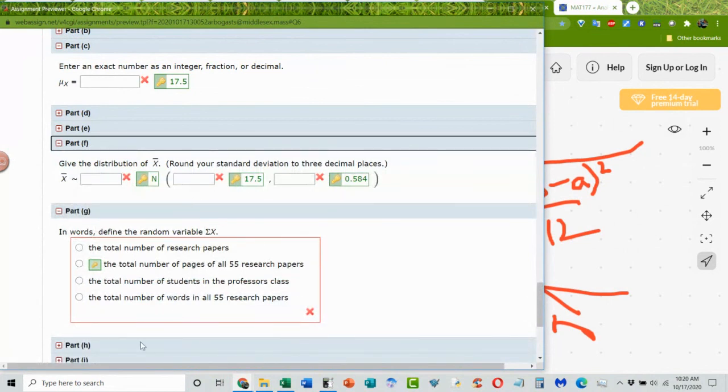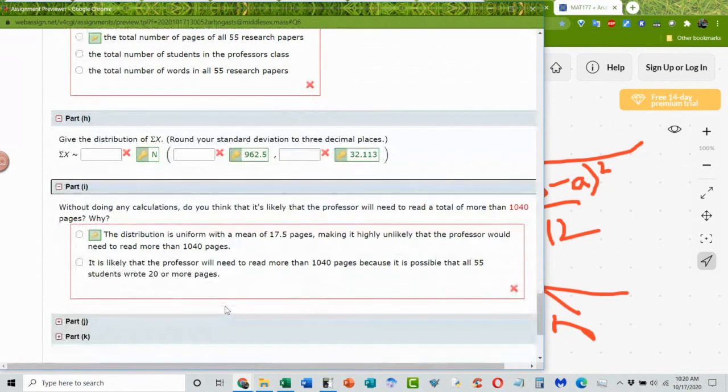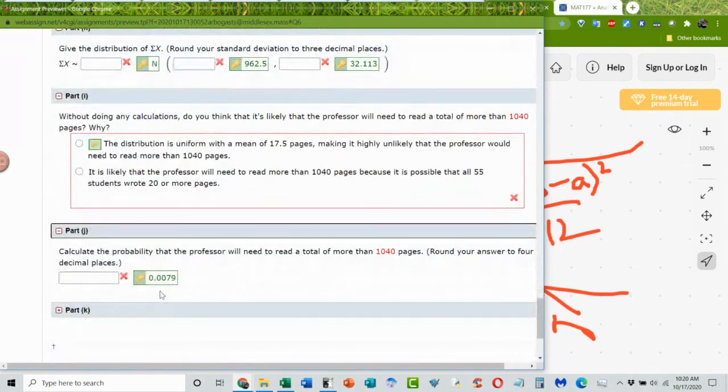You might be dealing with the sum of the x's. And so here they want to know, well, what's the mean and standard deviation of the sums of the x's, and then what is the area under the curve below or between or above something.